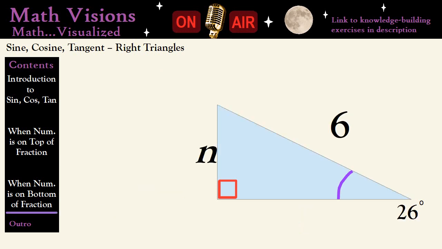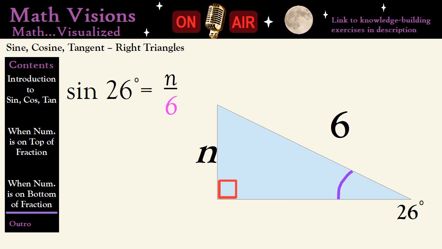What if we have a fraction with a number on the bottom? We have a triangle with a 26-degree angle and a hypotenuse 6 units long. Let's solve for the leg N that's opposite our angle. Since we know our hypotenuse and we're solving for the opposite leg, we look for the function that includes these terms, which is sine. We now write sine 26 equals N divided by 6.